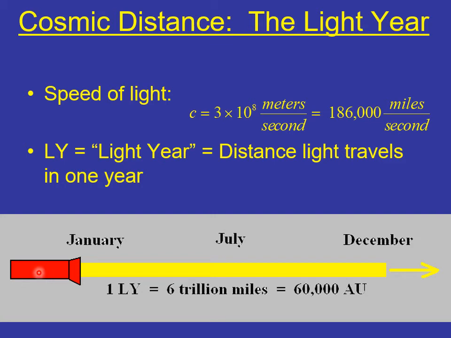So imagine taking a flashlight and pointing it up at the sky, and on New Year's Day you turn on this flashlight. So this beam comes shooting out of your flashlight at the speed of light. It's traveling 186,000 miles every second. Well, after precisely 1 year, so at the end of December and January 1st of the next year, this beam has now traveled 1 light year. So 1 light year turns out to be almost 6 trillion miles. Or it's about 60,000 astronomical units.